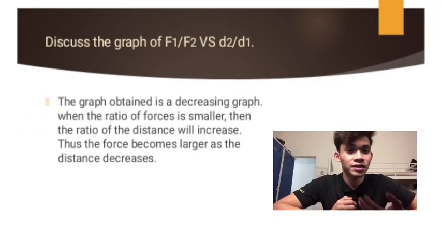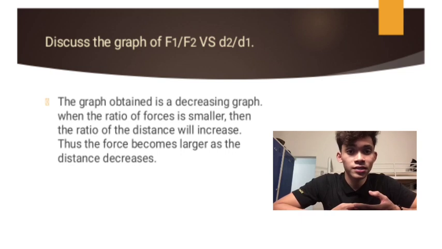So the first discussion of principle of moment is about the graph of F1 over F2 versus d2 over d1. The graph obtained is a decreasing graph. So when the ratio of forces is smaller, then the ratio of the distance will increase. Thus, the force becomes larger as the distance decreases.